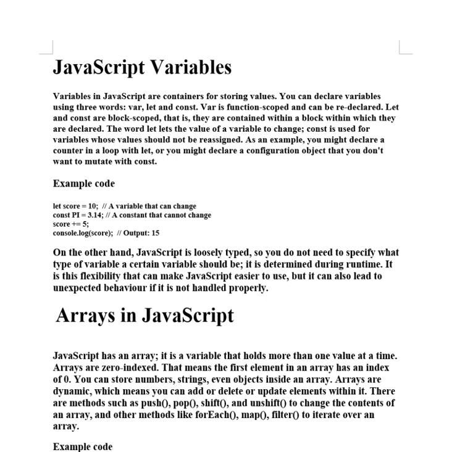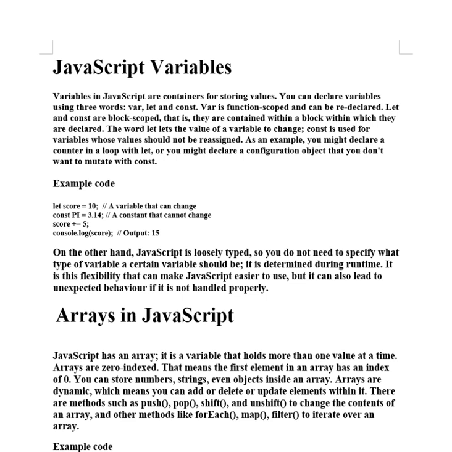The word let lets the value of the variable change. Const is used for variables whose value should not be reassigned. As an example, you might declare a counter in a loop with let, or you might declare a configuration object that you don't want to mutate with const.